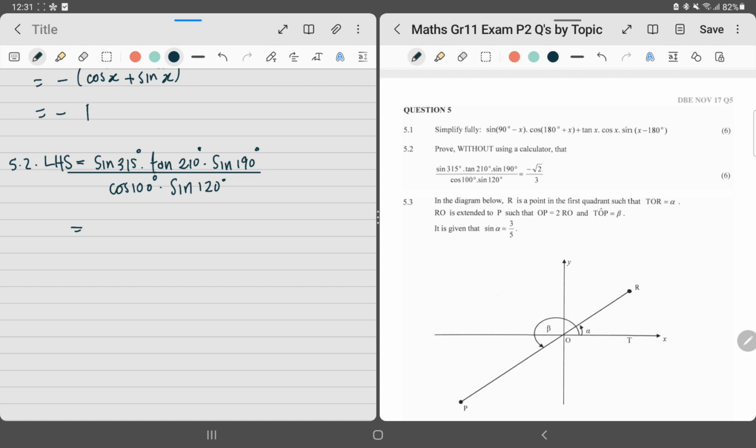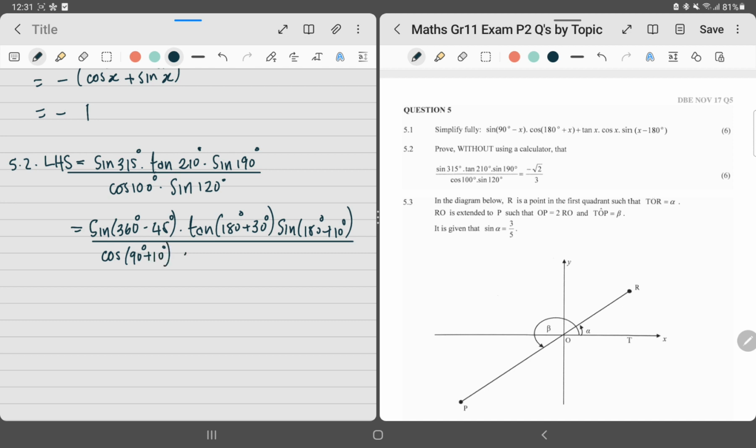So 360 minus 45 is 315. This is sine 360 minus 45. 180 plus 30, that's 210. And then sine 180 plus 10. Cos 90 plus 10. And this is sine 180 minus 60.